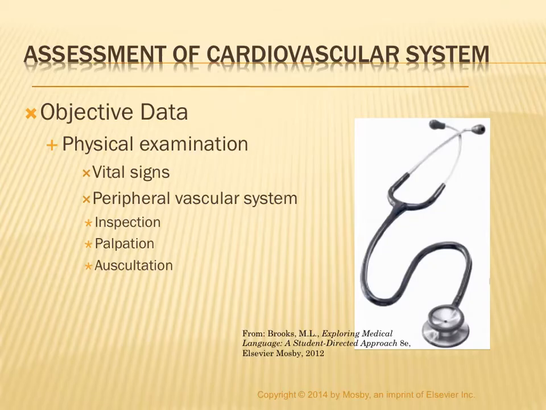So now we're going to talk about objective data. Objective data is the actual physical exam. It includes your vital signs, peripheral vascular system. When we talk about the cardiovascular assessment, we are using 3 techniques: inspection, where we're looking; palpation, where you're feeling; and auscultation, where you are listening.